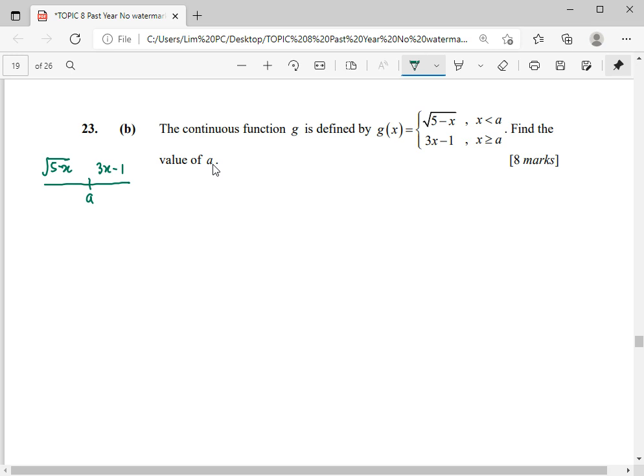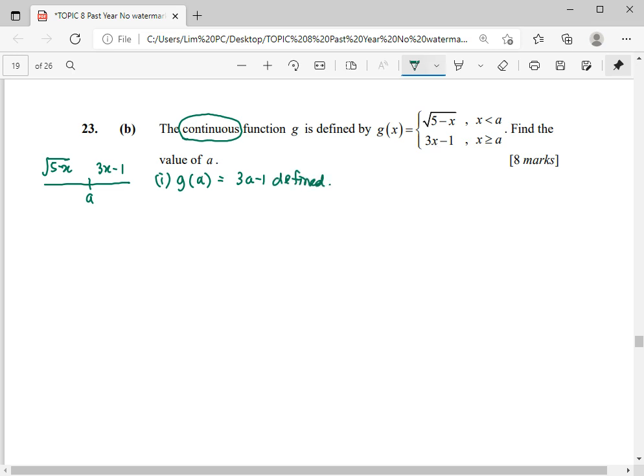So they said it is continuous. So it means this function fulfills the three conditions. We can see the first condition here. Is the function defined at the point? Do you have g(a)? So you can see when x equals a, this is our point. It will be 3a minus 1. So it is defined.